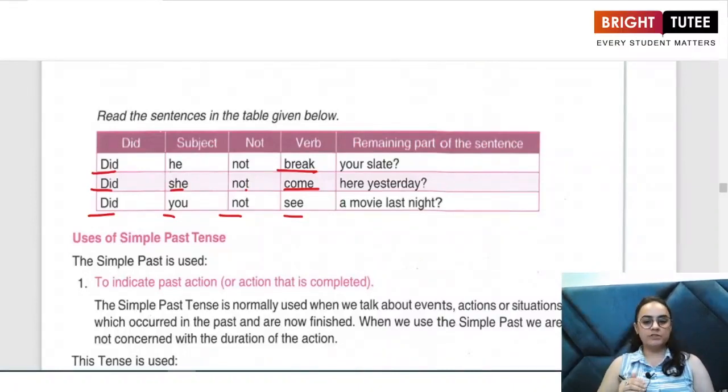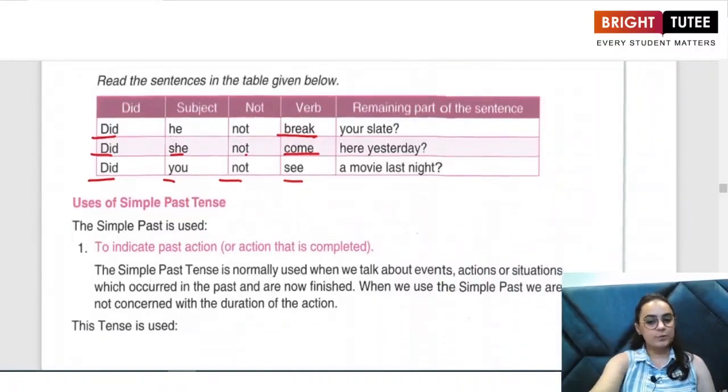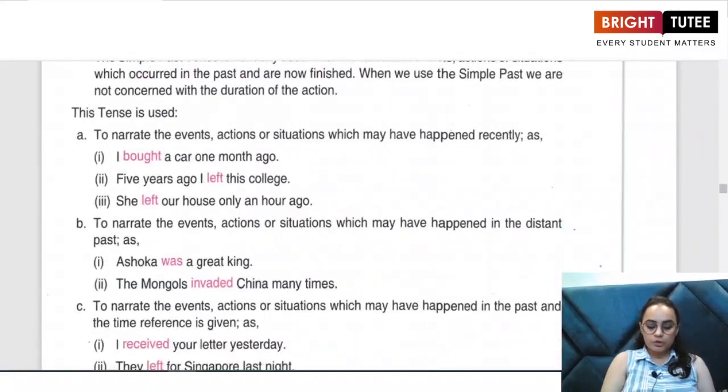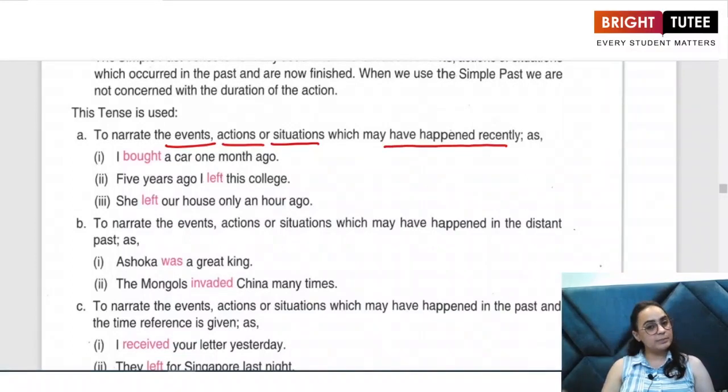Now we've learnt about the 4 different types of structures that we have for the past tense. What are the uses of the past tense? Let us look at that. The first use of the simple past tense is to indicate a past action or an action that has been completed already. For example, to narrate the events, actions or situations which may have happened recently. They must have completed very recently in the past. Okay, so the actions have been completed, but the completion of the actions has taken place very recently in the past. For example, I bought a car 1 month ago.